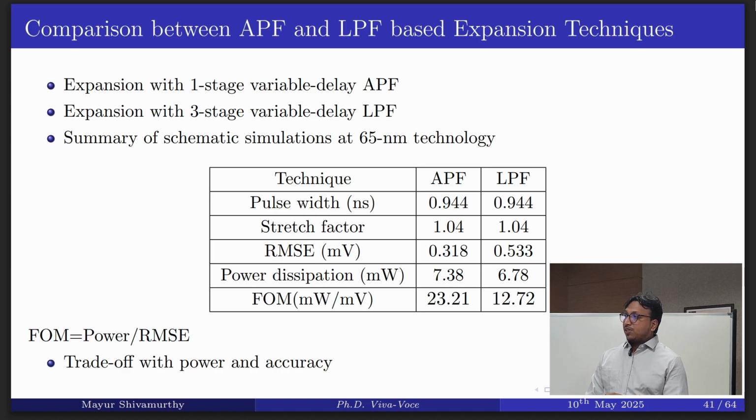For the same stretch factor and the same pulse width, it is observed that the low pass filter shows higher error compared to the all pass filter, but it shows a lower power dissipation. So the important observation is that there is a trade-off between power and accuracy. In order to have a better stretch factor, we go for an all pass filter, which consumes higher power compared to the low pass filter based architecture.